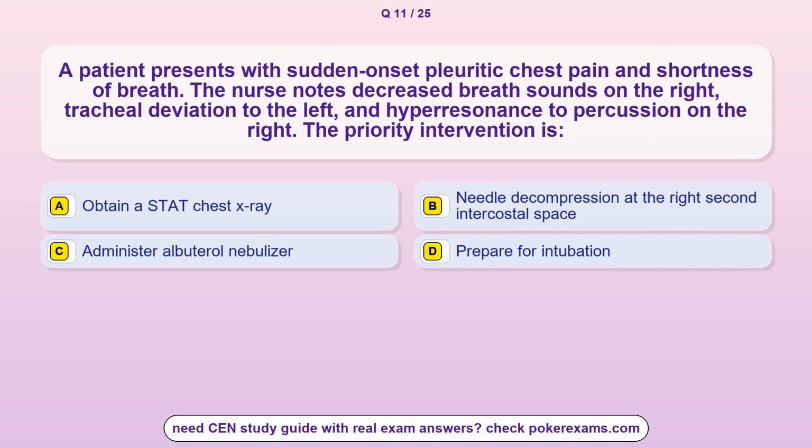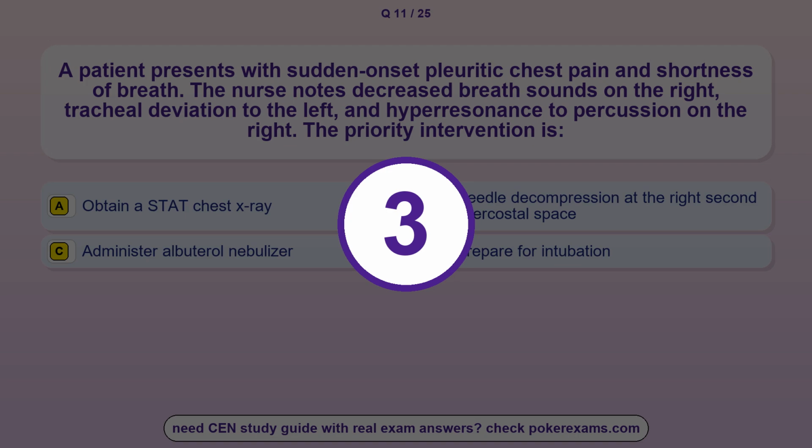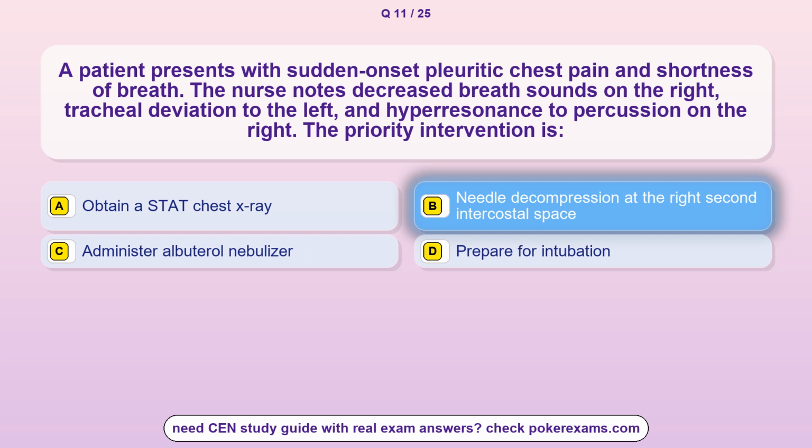Question 11. A patient presents with sudden onset pleuritic chest pain and shortness of breath. The nurse notes decreased breath sounds on the right, tracheal deviation to the left, and hyperresonance to percussion on the right. The priority intervention is: Option A, obtain a stat chest X-ray. Option B, needle decompression at the right second intercostal space. Option C, administer albuterol nebulizer. Option D, prepare for intubation. The correct answer is option B, needle decompression at the right second intercostal space.